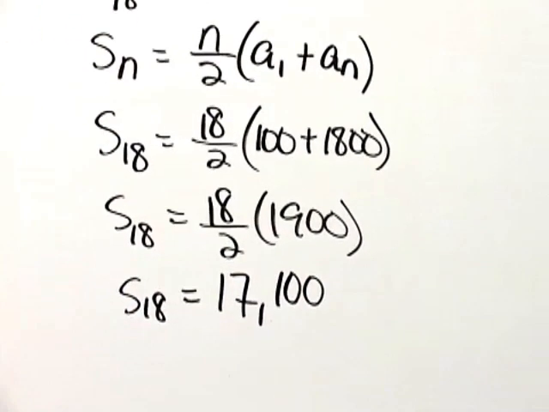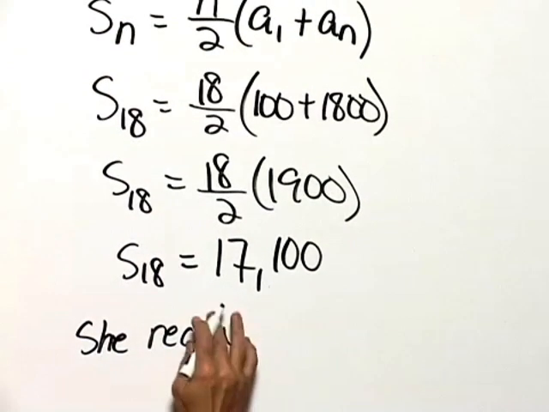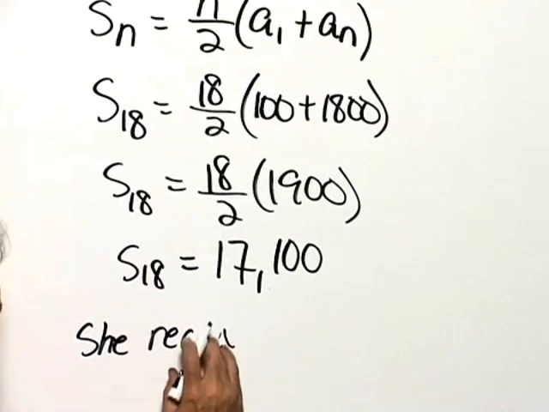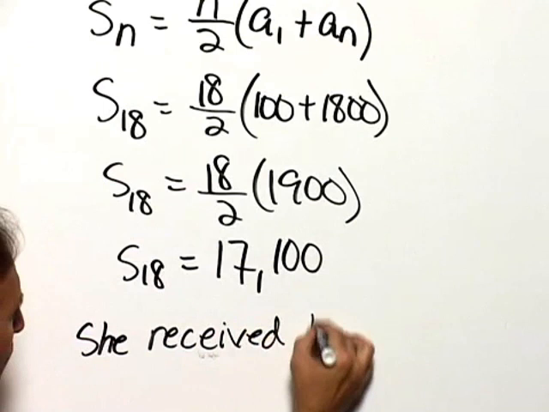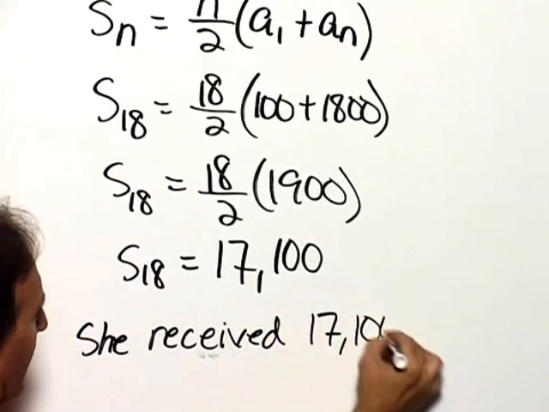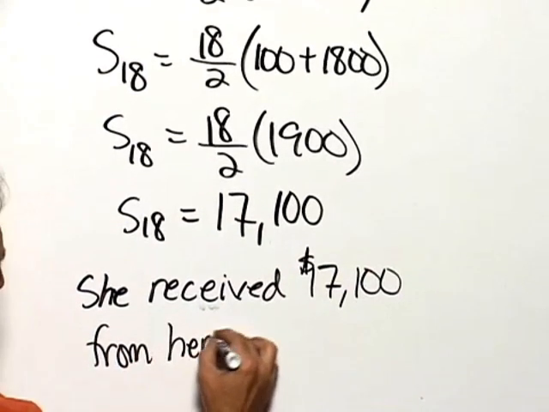17,100. And that means she received $17,100 from her uncle.